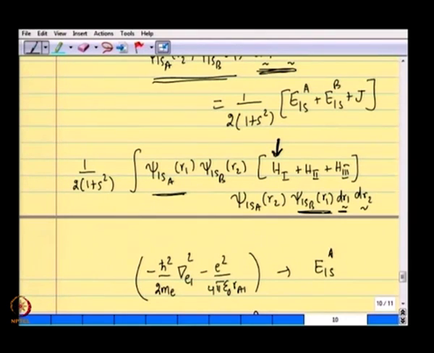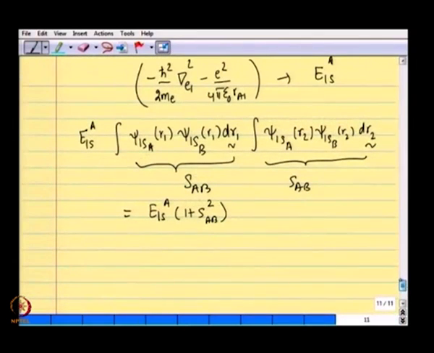I don't need to tell you now, H2 will give you exactly the same answer, because it is all with reference to the electron 2 Hamiltonian, and the electron 2 Hamiltonian acting on the wave function for the psi 1sb is going to give you again E1sb. So, the answer here will be plus E1sb times 1 plus S square ab.